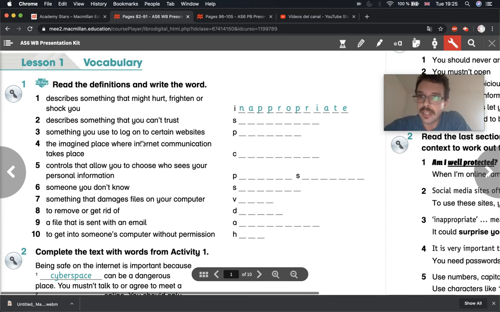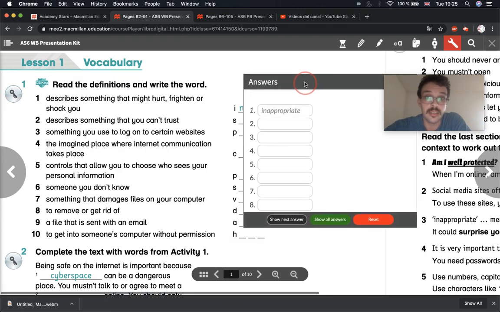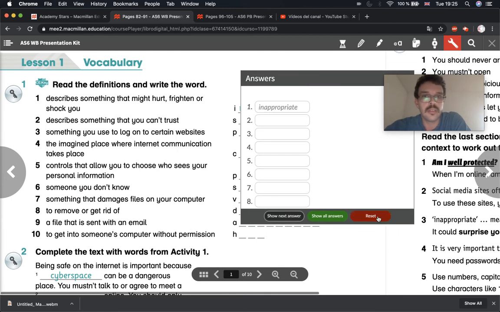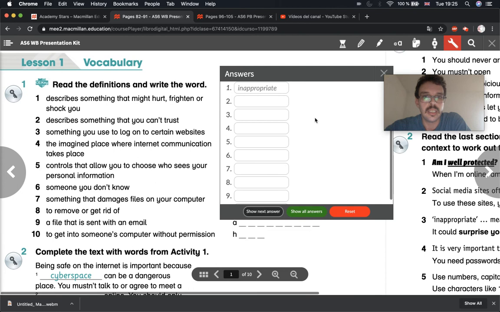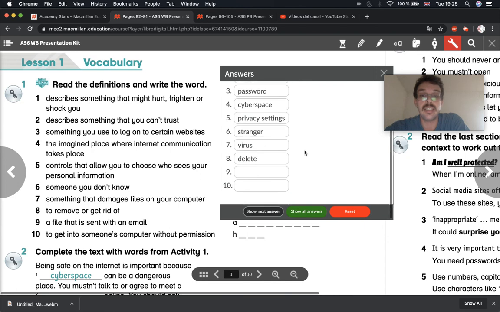Okay, have you finished? Fantastic. Let's correct. All right, so number one, inappropriate. Number two, describes something you can't trust, suspicious. Three, something you use to log on to certain websites, password. Four, I'm just going to read the answers. Four, cyberspace. Five, privacy settings. Six, stranger. Seven, virus. Eight, delete. Nine, attachment, and 10, hack.